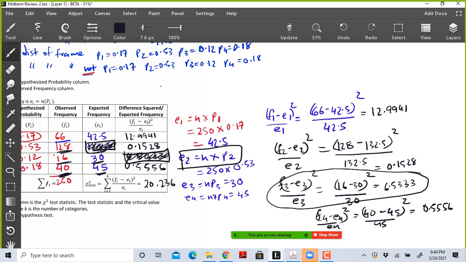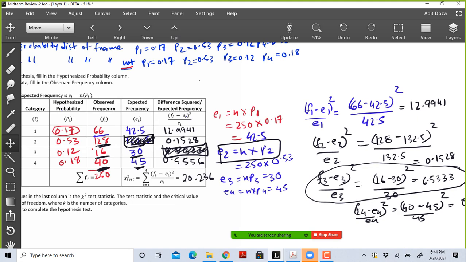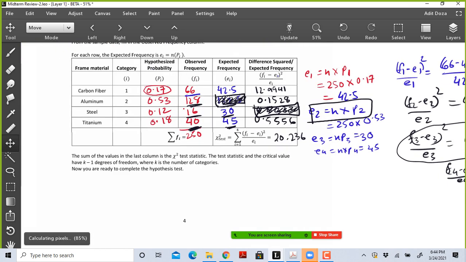Is it clear how the MCQ question will look? Don't get confused. I will give you the table but incomplete. Some of the values will be missing, and you can easily find them. So we got the test statistic, very good, and now we have to make the decision-making rule.